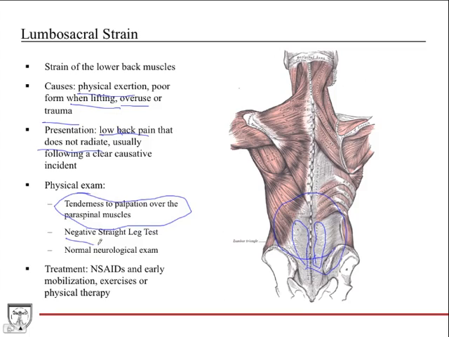They're going to have a negative straight leg test because that's more of a test for disc herniation. And so this is not a disc herniation. They just strained or tore their lower back muscles, and that's what's causing their pain. Usually their neurological exam is normal, so they have normal reflexes, normal strength, and normal sensation in the lower extremities. Treatment: you do NSAIDs and early mobilization. You don't want to tell these people to just lay on their back for a month. That's not going to do them any good. They've got to do activity as tolerated, keep themselves moving, give them exercises, even refer them for physical therapy.